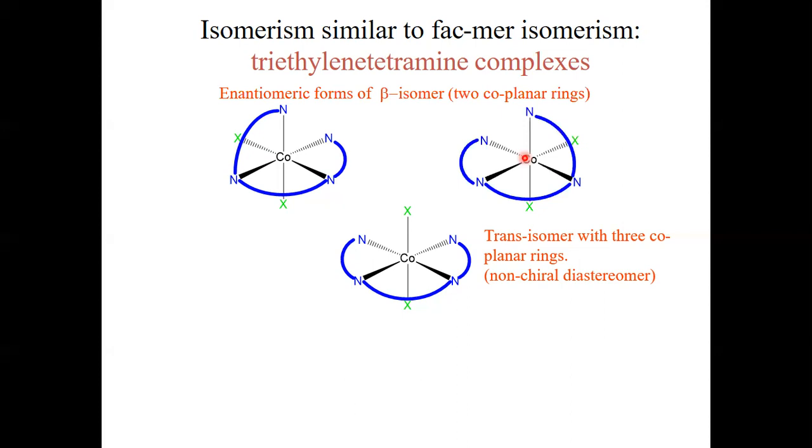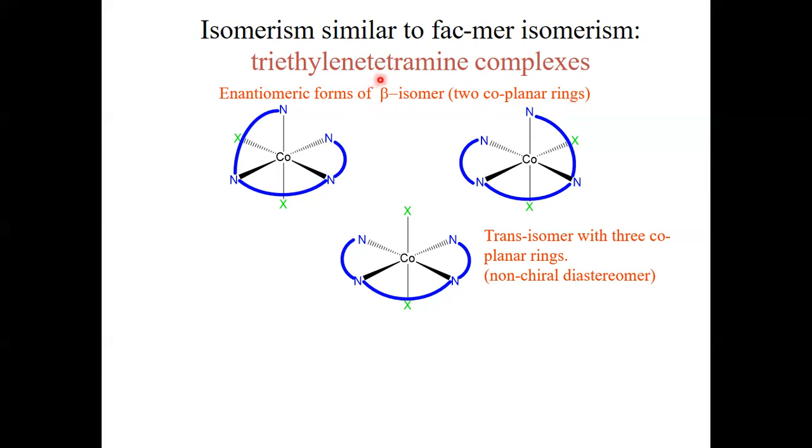Okay. So it results when you move this ring here to the other side and move this ring here to the other side, and then this X moves over there. Okay, then it's here. So this is the mirror image to that molecule, and they are enantiomers relative to each other. So this molecule here would be again a diastereomer relative to this molecule. So these enantiomer forms are the so-called beta isomers having 2 coplanar rings.